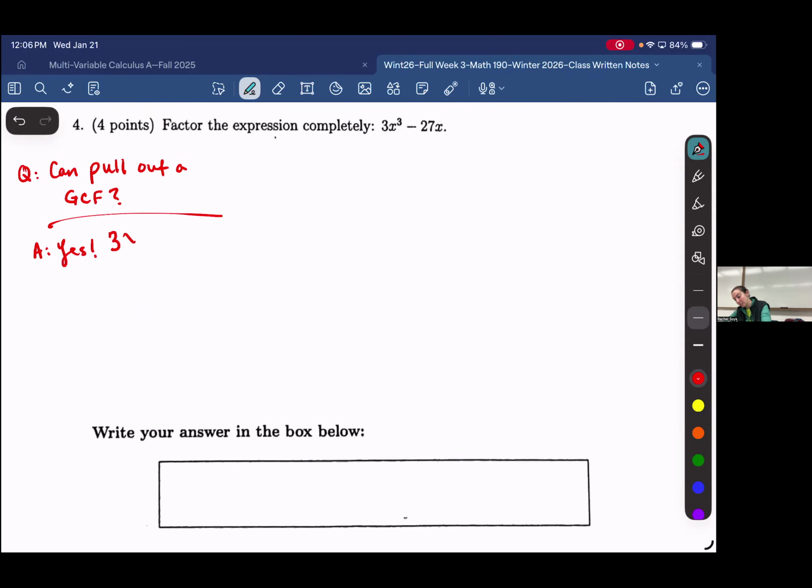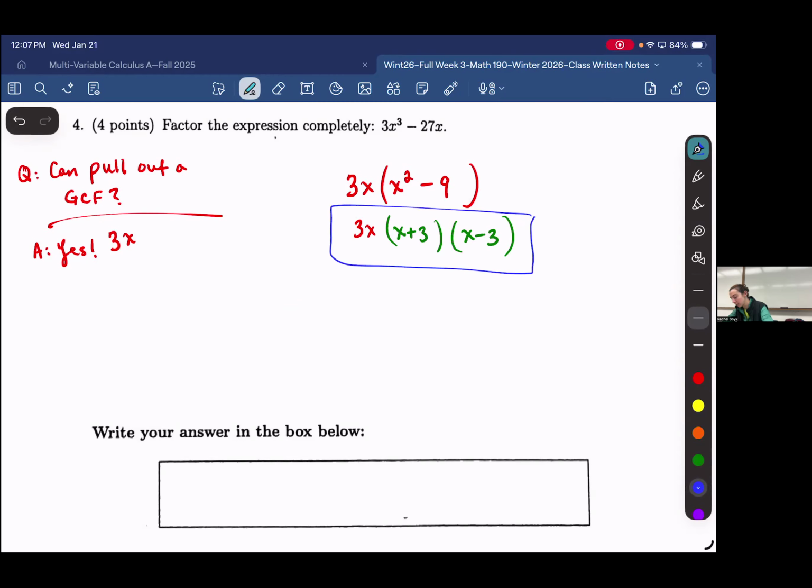Our GCF is 3x. So when we pull out 3x, what are we left with in parentheses? X squared minus 9, which is a sum and difference formula that can be broken up into x plus 3, x minus 3. And now is it fully factored? It is indeed, so we have our answer.